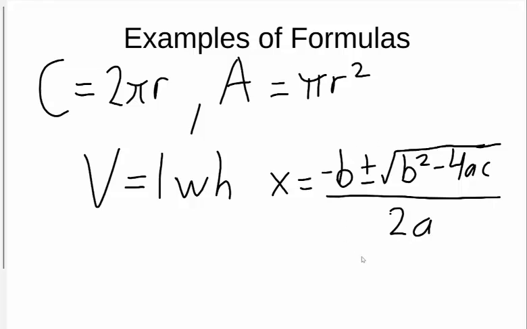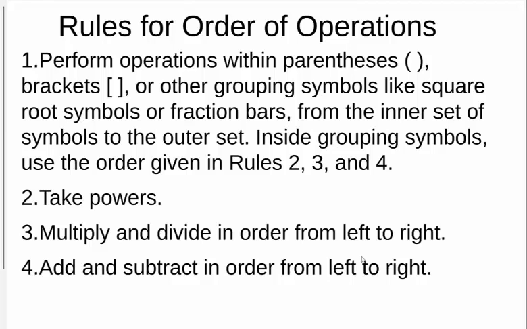So let's take a look at something else, some order of operations. Again, you probably remember these. So to perform operations with parentheses, brackets, or other grouping symbols like square root symbols or fraction bars, go from the inner set of symbols to the outer set. Inside grouping symbols, use the order given in rules 2, 3, and 4. So basically, we start with things that are grouped together, and we go from the inner group to the outer group.